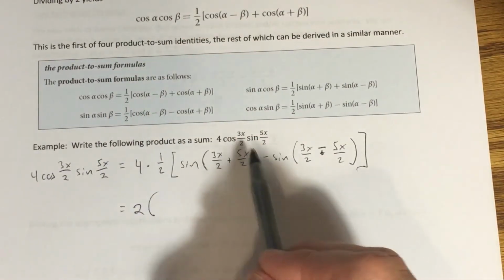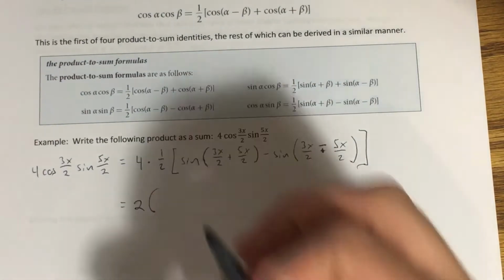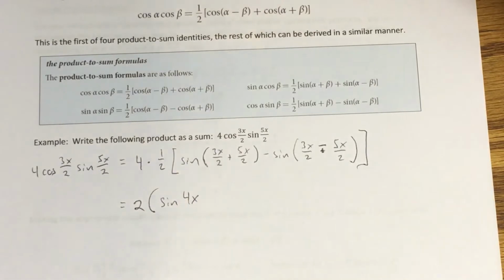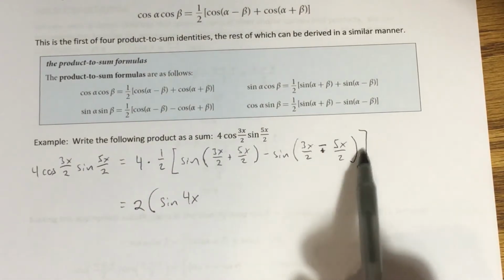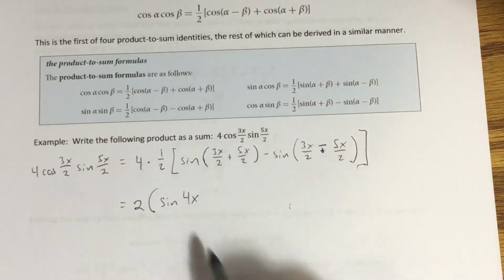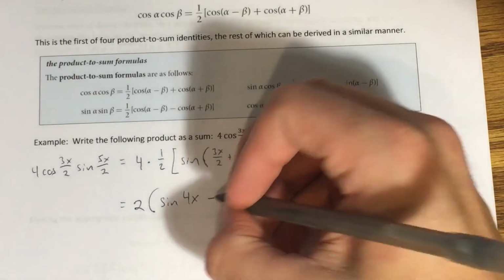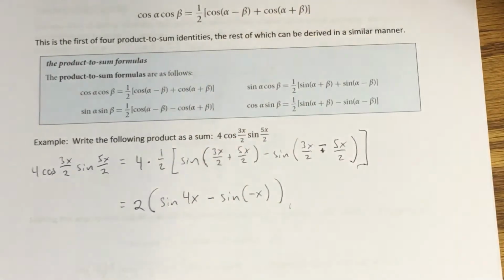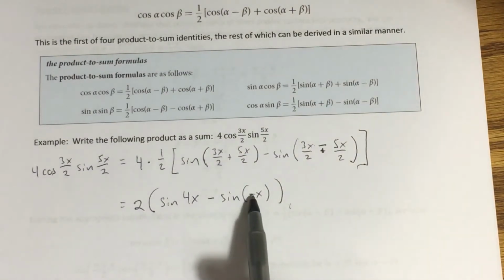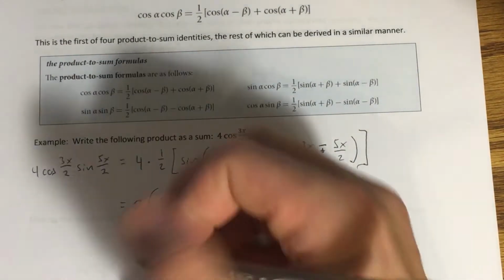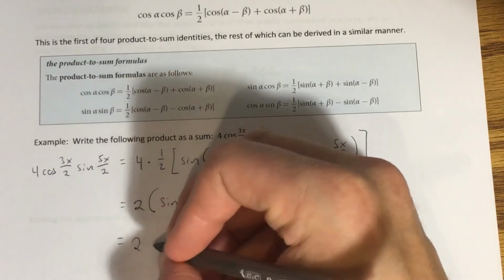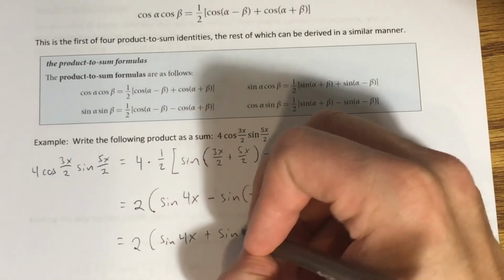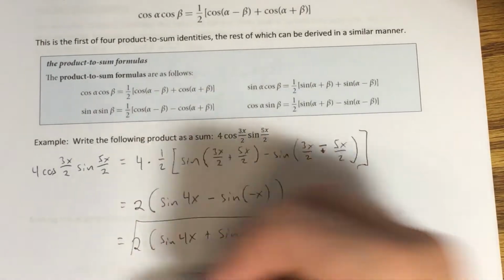3x over 2 plus 5x over 2 is 8x over 2, which simplifies to 4x. I get sine of 4x here. 3x over 2 minus 5x over 2 is negative 2x over 2, or just negative x, minus sine of negative x. And I could leave it that way, or I could use my odd identity for sine to pull that negative out, which would change that to a plus. 2 sine of 4x plus sine of x. And that's what we were being asked to do.